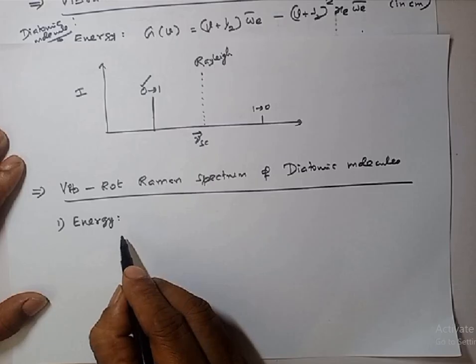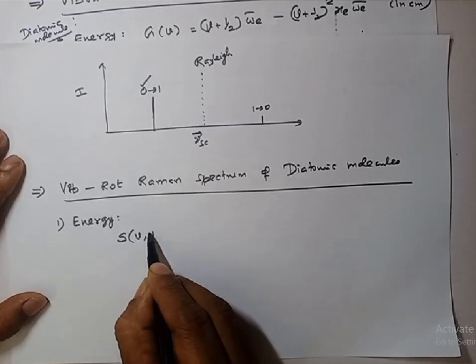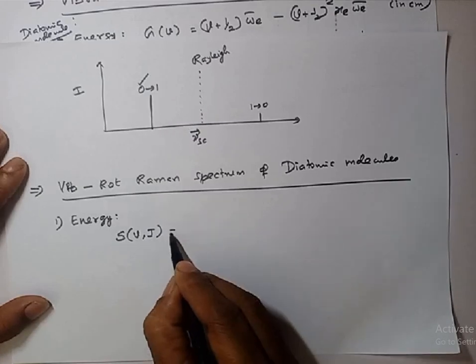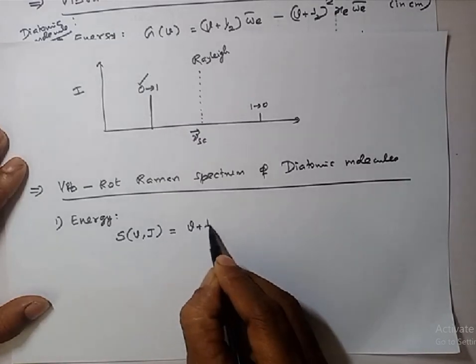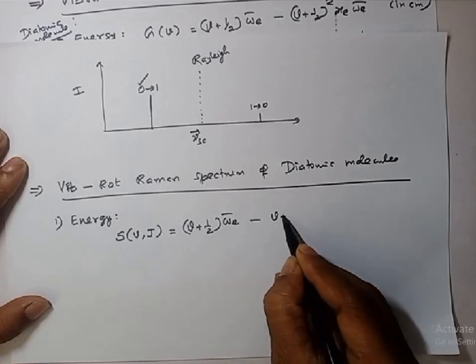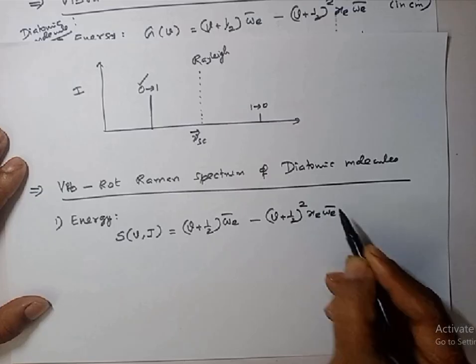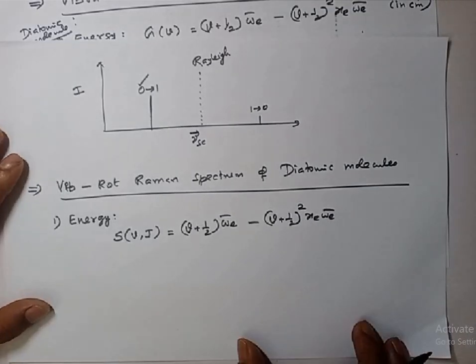Energy is given by the symbol S. It depends on the vibrational quantum number and the rotational quantum number. What is the formula? (v + 1/2) ω̄e − (v + 1/2)² xe ωe. This is the vibrational energy formula.